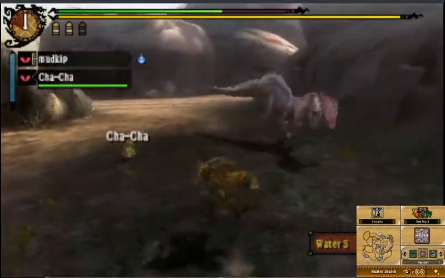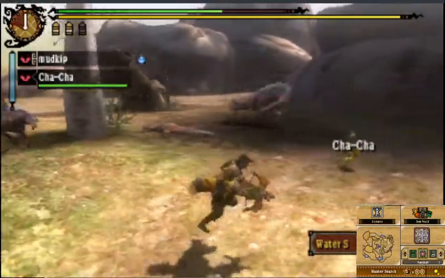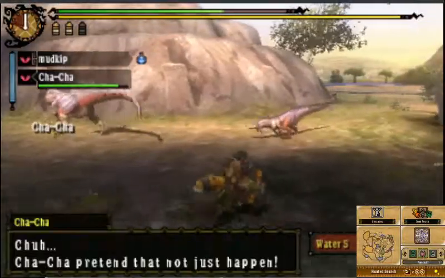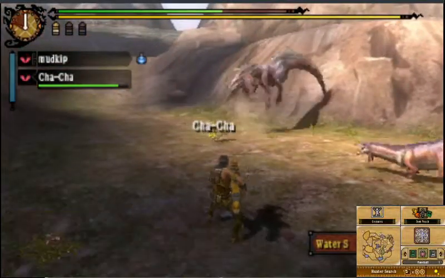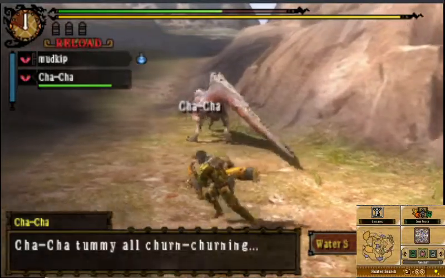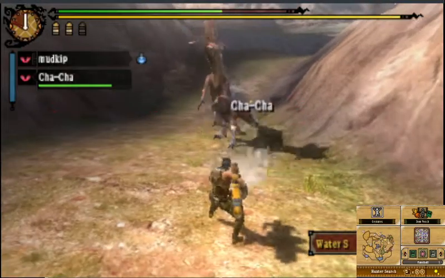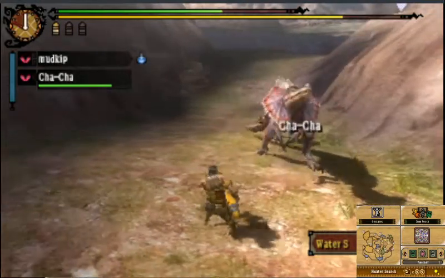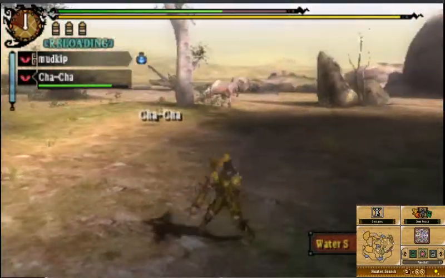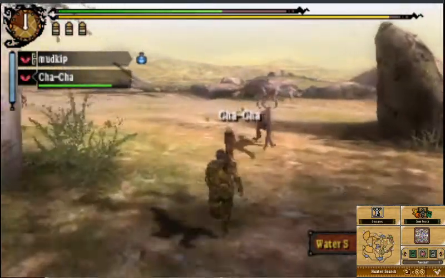Look for an opportunity. If it seems too dangerous, then don't go for the commitment. Just stand at range and just keep an eye out for an opportunity. Like this, he was distracted with Cha-Cha. And that is when you... Right, this is a good opportunity. He's calling. Right. Yeah, he's already limping away. So that means we have done considerable damage.